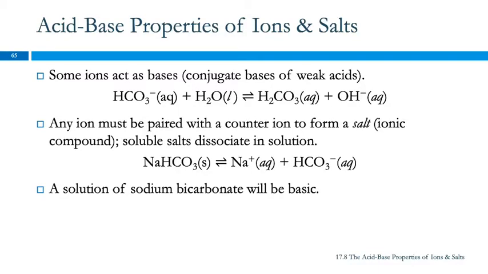Okay, acid-base properties of ions and salts. So some ions act as bases. These are ions that are the conjugate bases of weak acids, like the hydrogen carbonate ion. So carbonic acid is a weak acid. This is its conjugate base. The conjugate base can become the acid by accepting a hydrogen ion from water.